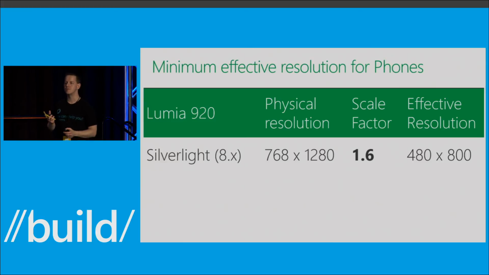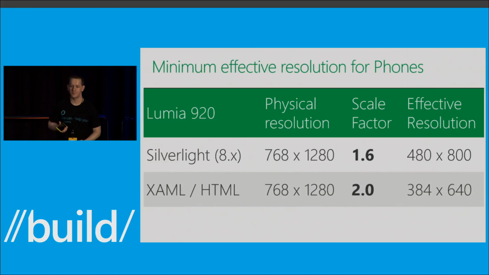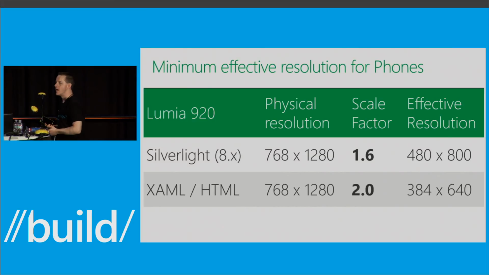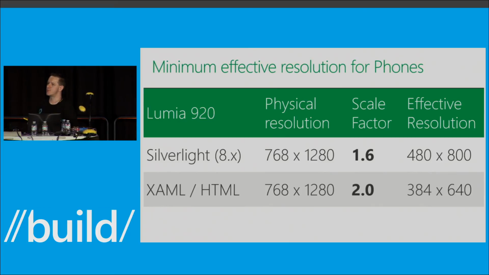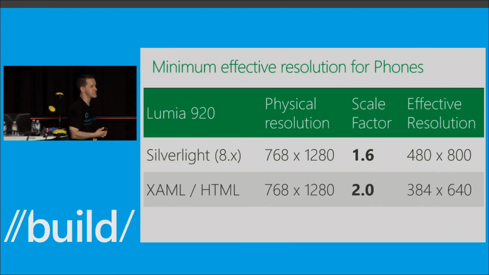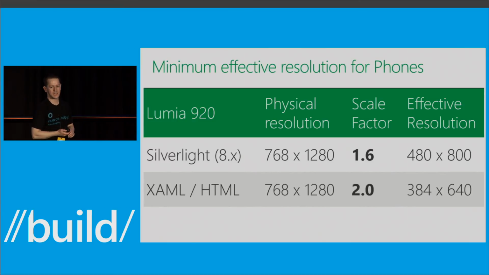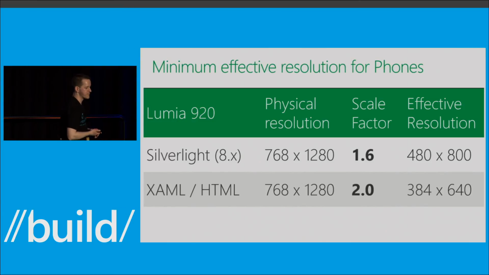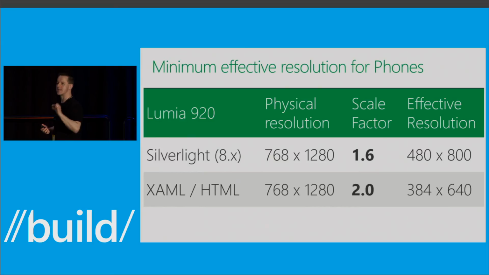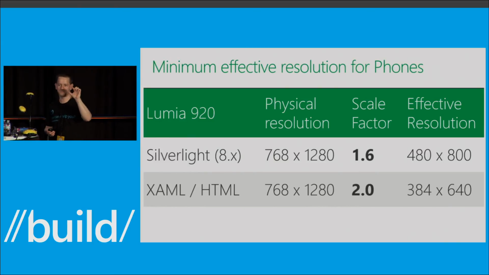But if you were to move to XAML or HTML, the physical resolution of the device didn't change. It's still the same Lumia 920, but the scale factor changed to 2.0. And that means that the minimum effective resolution is now 384 by 640. Now, that doesn't mean that we come in with a saw and hack off 20% of your phone. It just means that each one of those effective pixels takes up a few more physical pixels.